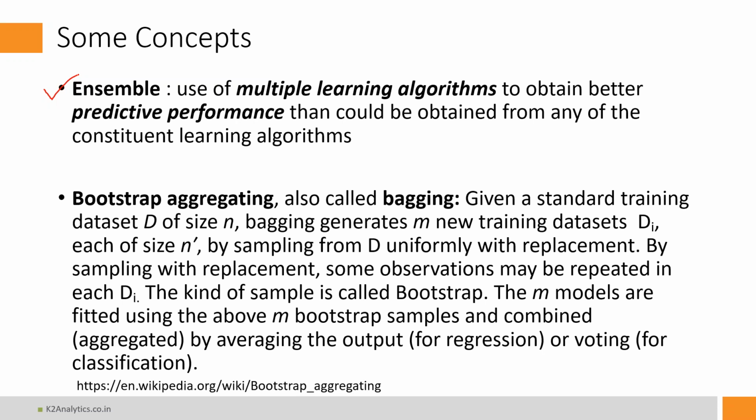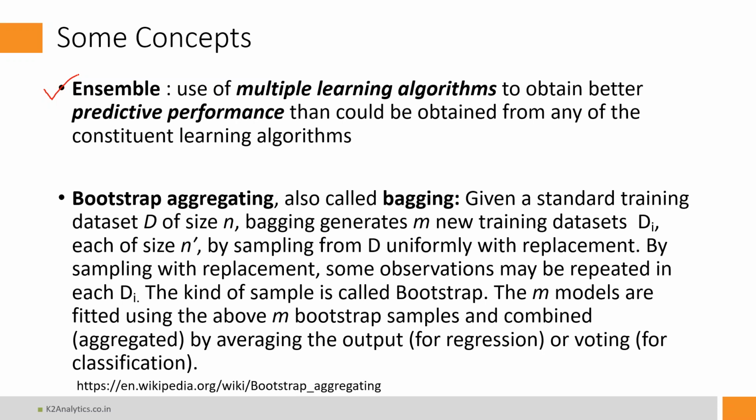Let us now try to understand another concept which is called bootstrap aggregation. Bootstrap aggregation is also called bagging. Bagging is basically an abbreviation for bootstrap and aggregation. What is bootstrap? When I have data and I'm generating a sample from the data such that I'm doing sampling with replacement. What do you mean by sampling with replacement?